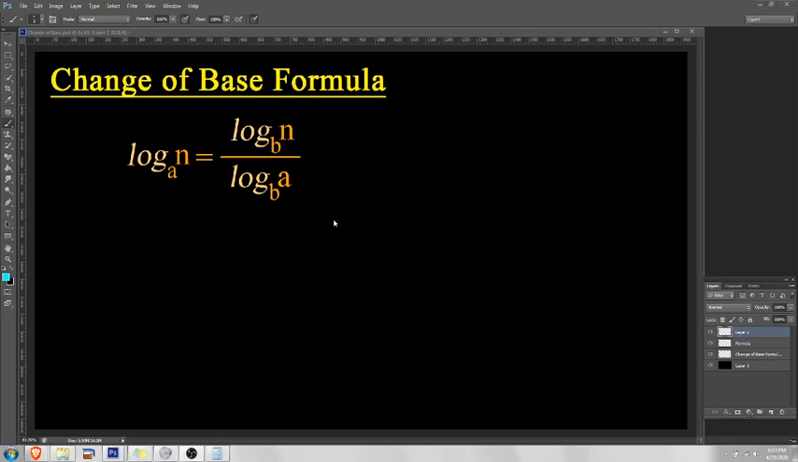Okay, class, welcome back. In the last video I showed you how the change of base formula works. In this one I'm going to show you why the change of base formula works, alright? I'm going to construct a little proof for you.